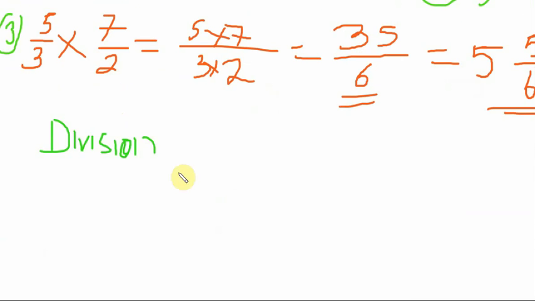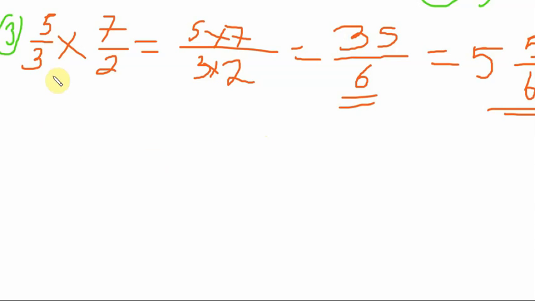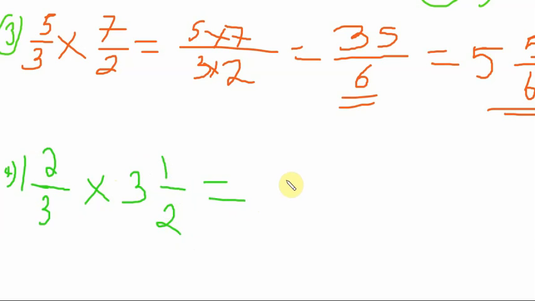Okay, before we do division, let's quickly do one which has a mixed fraction in it. Let's multiply mixed fractions. Say we had this number 4: 1 and 2 over 3 multiplied by 3 and 1 over 2. Got to work this one out first.